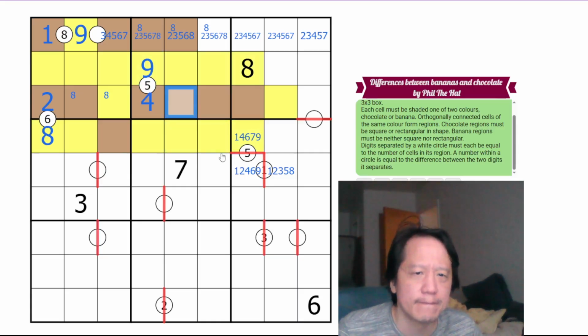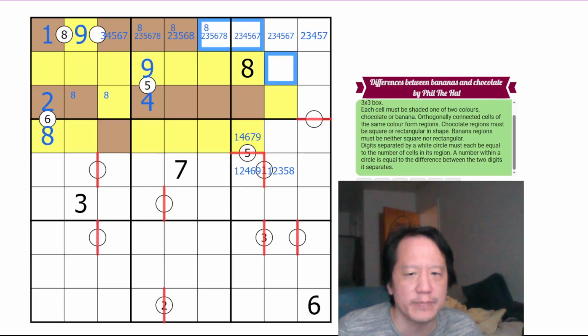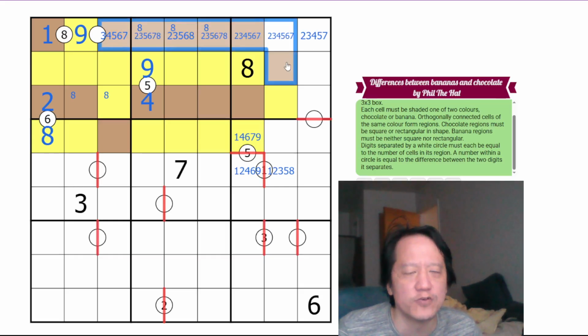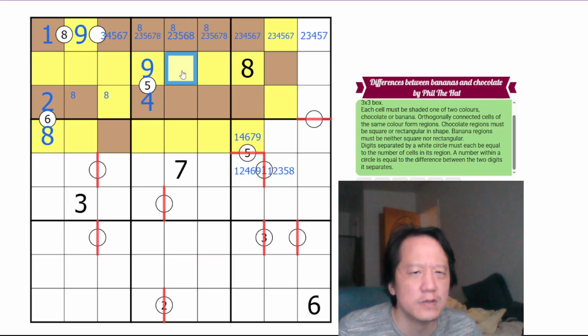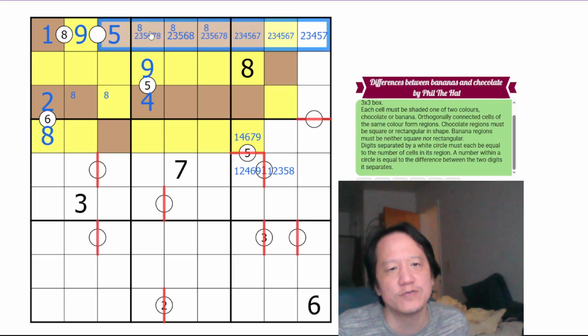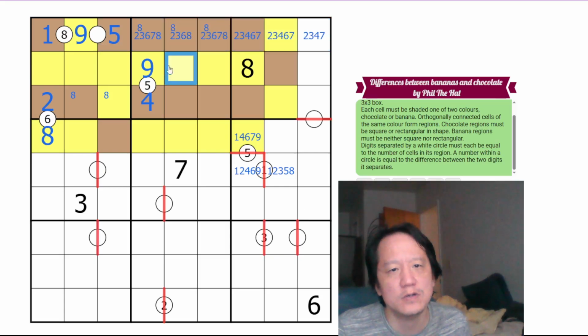Okay. This is already 1, 2, 3, 4, 5, 6, 7, 8, 9. So the rest of this cannot be bananas. They have to be chocolate. If this is chocolate here, it's not going to be able to form a rectangle. So this is banana. This is size 5 as a chocolate, so that's 5, which eliminates 5 in the rest of the row. That means 4 has to be one of these 3.